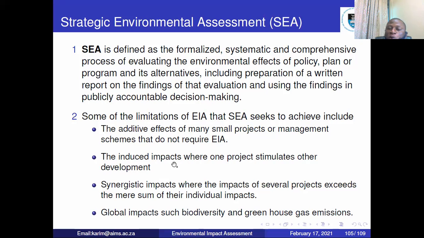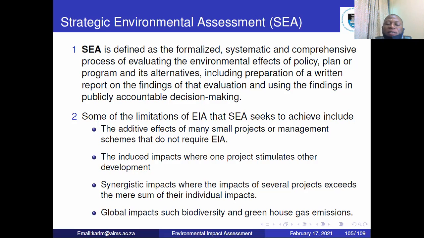And also there are induced impacts, where one project stimulates other development. In terms of your project alone, it doesn't have any problem. But because there is another project, that project may induce an impact. So they may induce impacts where one project stimulates other development. These are impacts that are a result of the course of one project, but not the project itself.